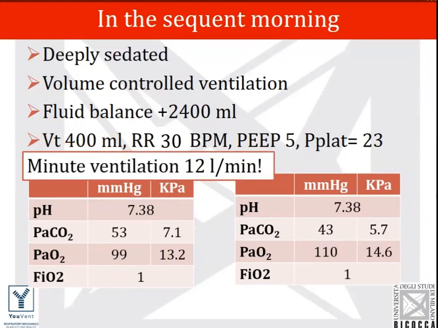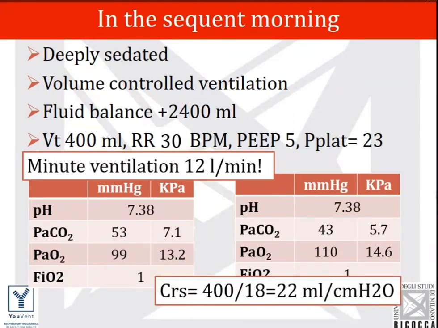The fact that minute ventilation, just to underline this aspect, is 12 liters per minute, because shunt and dead space are on the same coin. So whenever we have shunt, we have dead space. And so we need to increase minute ventilation because of the increased dead space. This is something we always have to keep in the back of our minds.